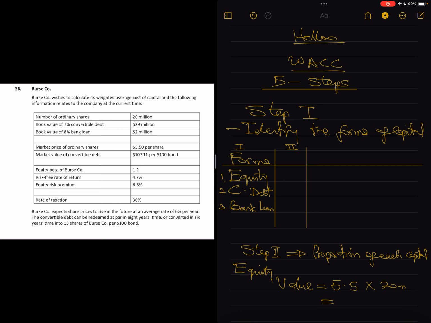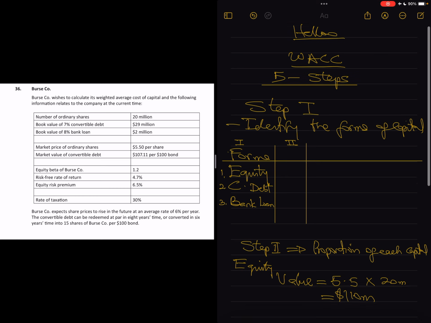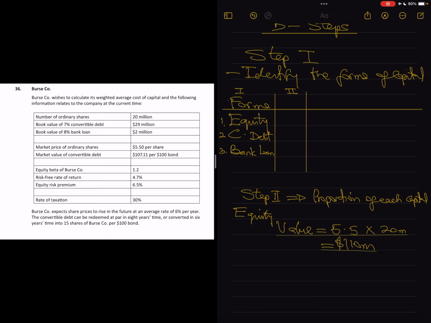And that will give us 5.5 times 20, and that gives 110. And on my calculator, I'm sure if you press it as well, you should have the same thing. So that's $110 million. So that is the volume of equity. What about convertible debt? Let's get the volume of convertible debt as well, because we can't get a proportion without knowing the volume of each of them. So for convertible debt, do we have the price of convertible debt?